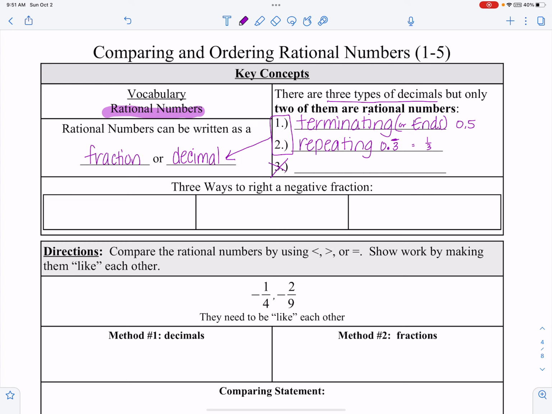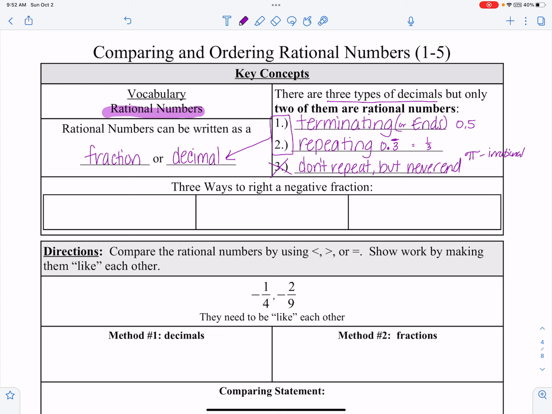The one type of decimal that is not a rational number are decimals that don't repeat but never end. And the most famous one is your pi, which is your 3.14, that never ends and never ends and never ends. It also doesn't repeat. All of those are called irrational. So they're just the opposite of rational, the decimals that don't repeat and also never end.